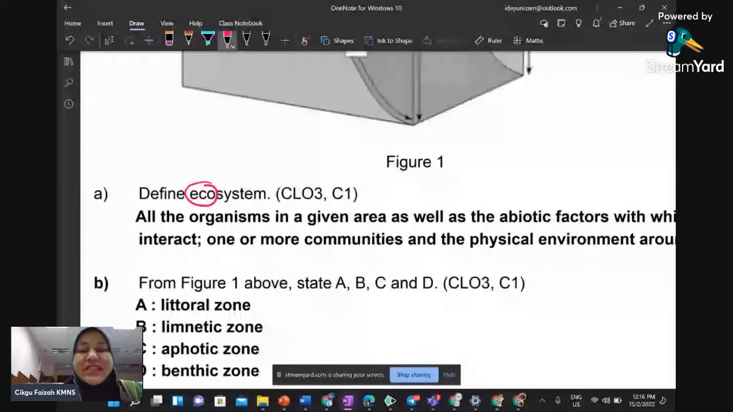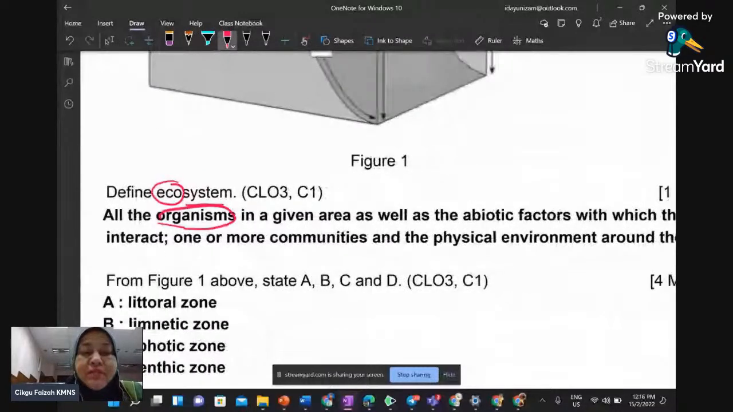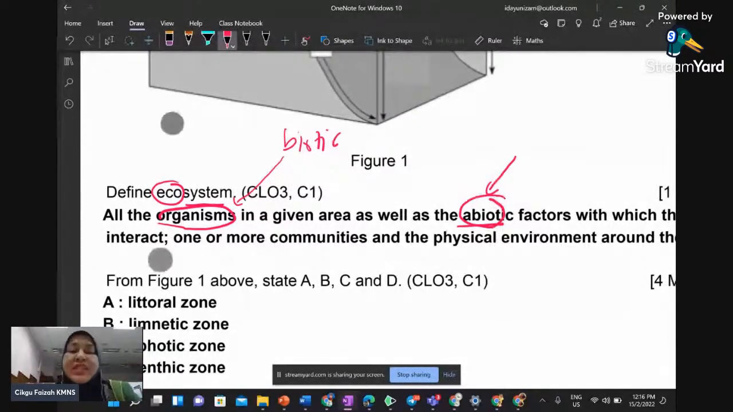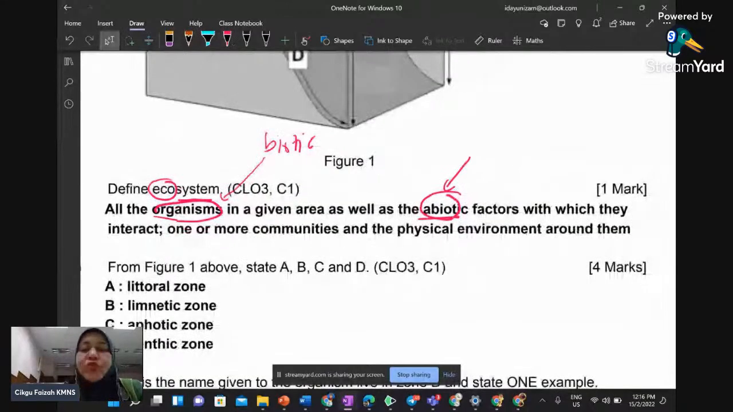Jadi when we mention eco, it is actually referring to the organism, as a biotic component, as well as the abiotic component. Dua ini akan membentuk konsep what we call as eco. This biotic and abiotic component will be considered as a system, and these two will communicate with each other. So that is how you define what you understand by ecosystem.